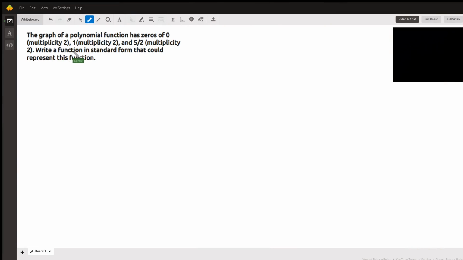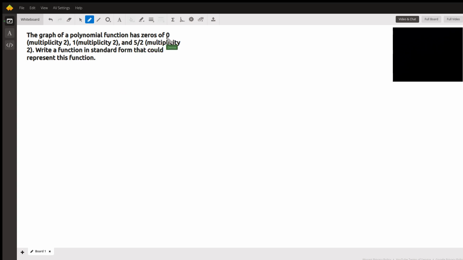For this problem, we want to find a function in standard form that can represent this function described. So they've given us the zeros. From the zeros, we can come up with the factors. And then from the factors, we can come up with a standard equation.